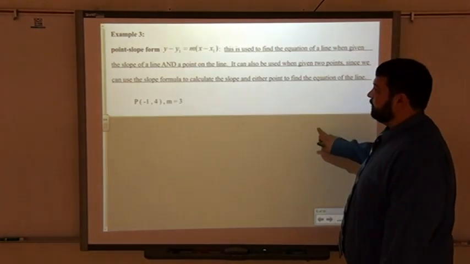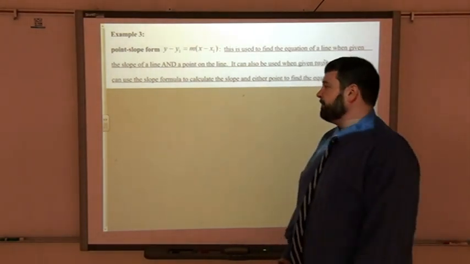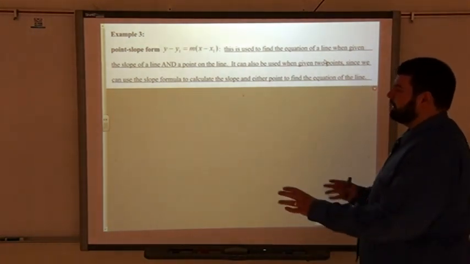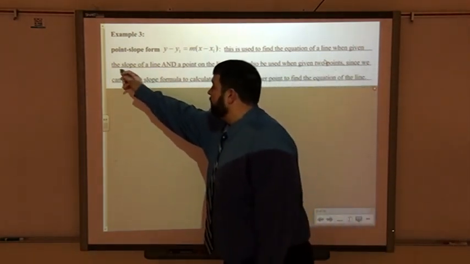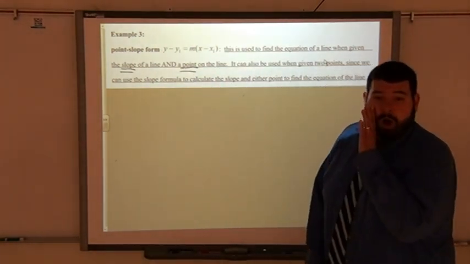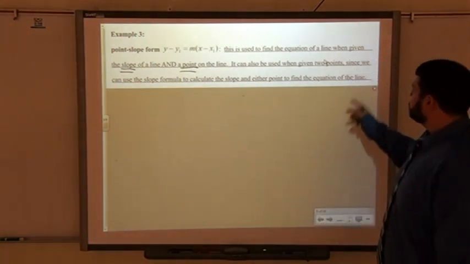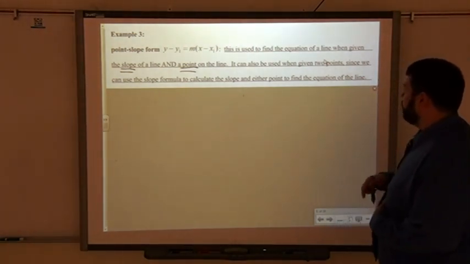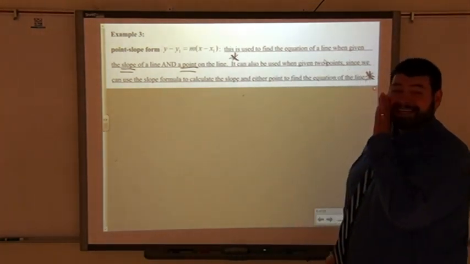Now here's our next example. Point slope form. This one we at least want you to know in case something crazy happens, but it's really not that great of a problem. It can be a little bit tricky, so let's just go through it. It's used to find the equation of a line when I'm given the slope of a line and a point on the line. That's why it's called point slope form. It can also be used when given 2 points, since we can use the slope formula to calculate the slope and either point to find the equation of a line. I'm going to put a star by that because you might need to use it later on.